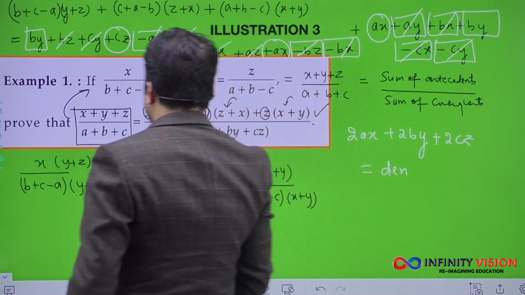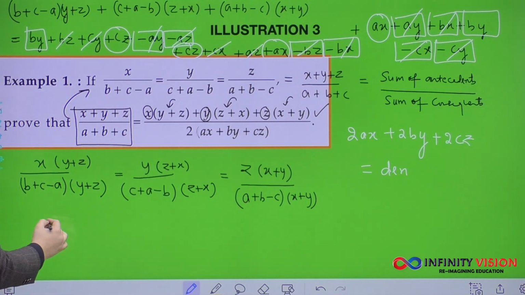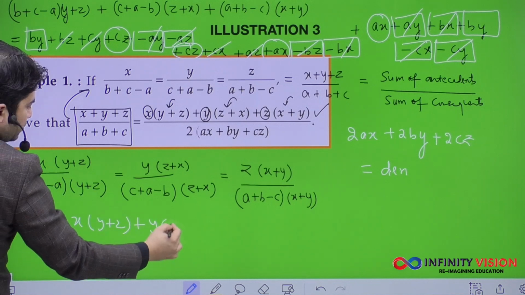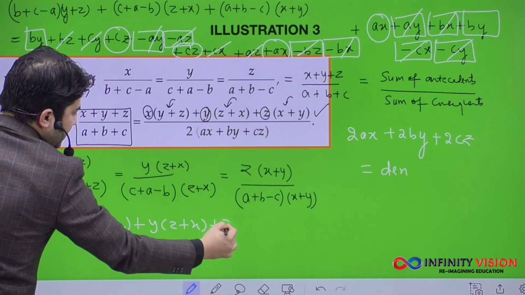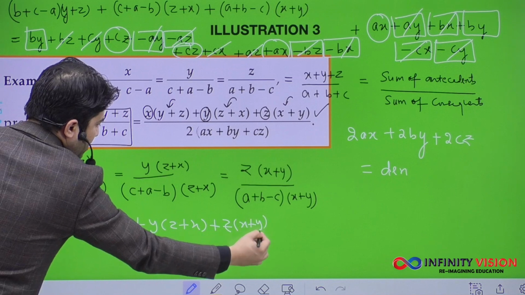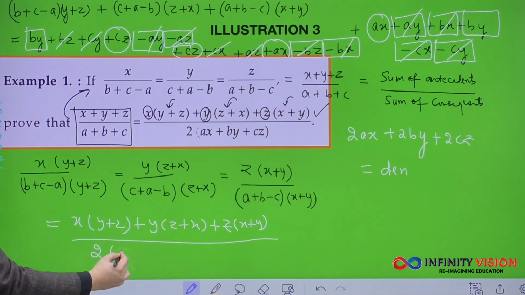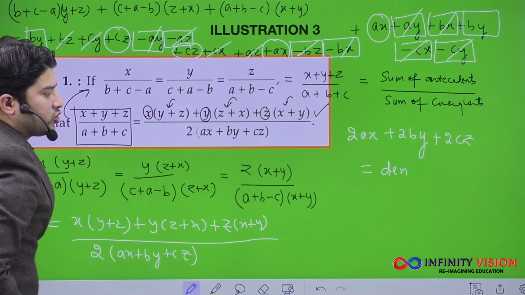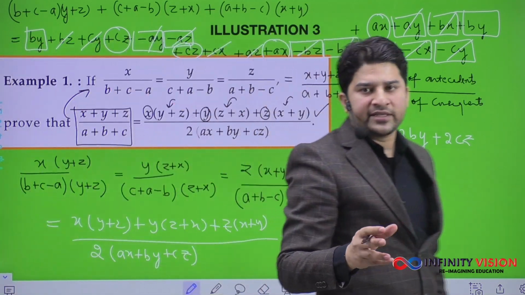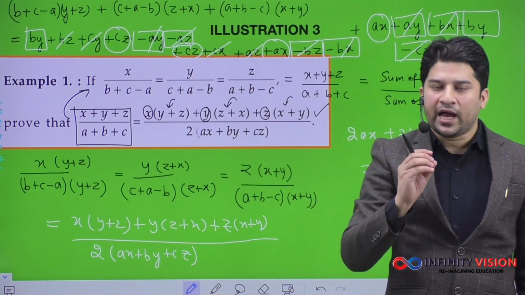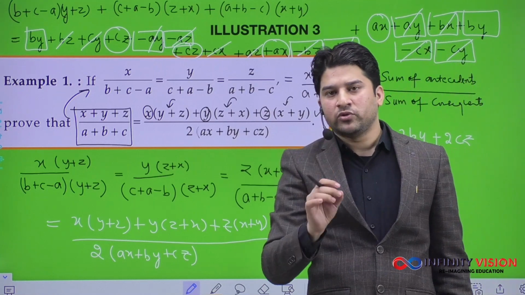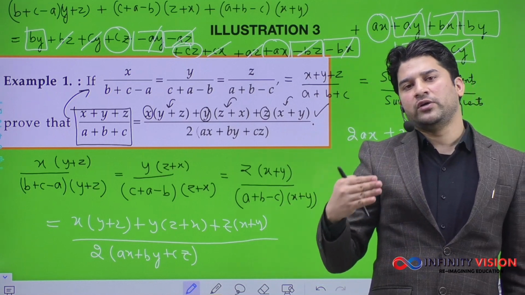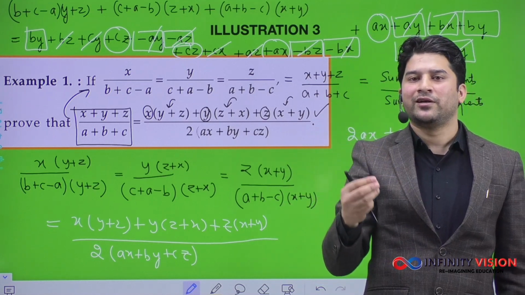So yes, I can say that the whole thing would be equal to x into (y plus z) plus y into (z plus x) plus z into (x plus y) upon twice of (ax plus by plus cz). So this problem had some calculation, but had you been confident in applying those results which you have learned, you would be able to see that all you did was a little calculation.